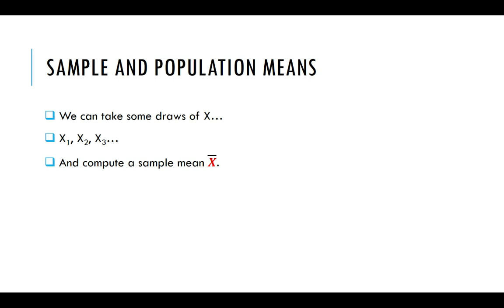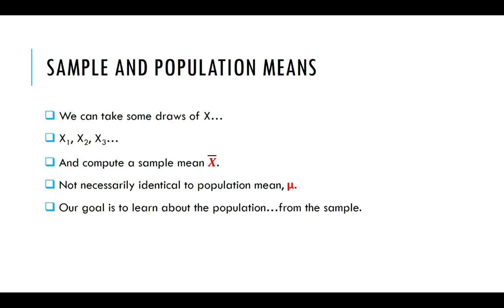But here's the thing. We've just computed a mean of our sample from drawing X, but it's not necessarily identical to the population mean. And when we talk about population means, remember, we use mu. So we've got two different things potentially, a sample mean and a population mean. Remember that our goal here in statistics is to learn about the population. But most of the time, it's impossible for us to survey the whole population, right? So how do we learn about the population? We do it from samples.